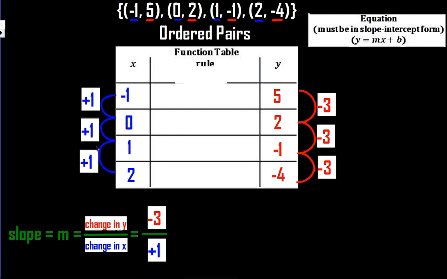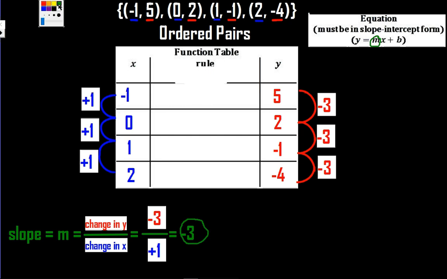And then our change in x is going to be 1. So we're increasing by 1 each time. So that means -3 divided by +1 is going to be -3. So now, what do we look for? Well, let's kind of circle what we got. We have our m, which we just found right here. So now, what do we need?